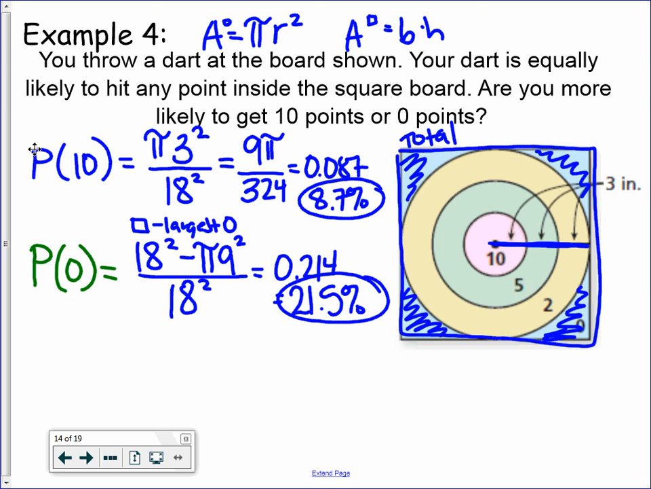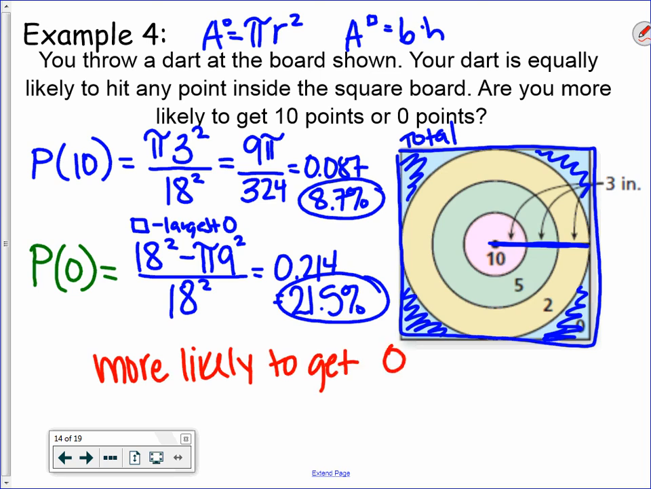So let's answer this question. It says, are you more likely to get 10 points or 0 points? More likely to get 0 points.